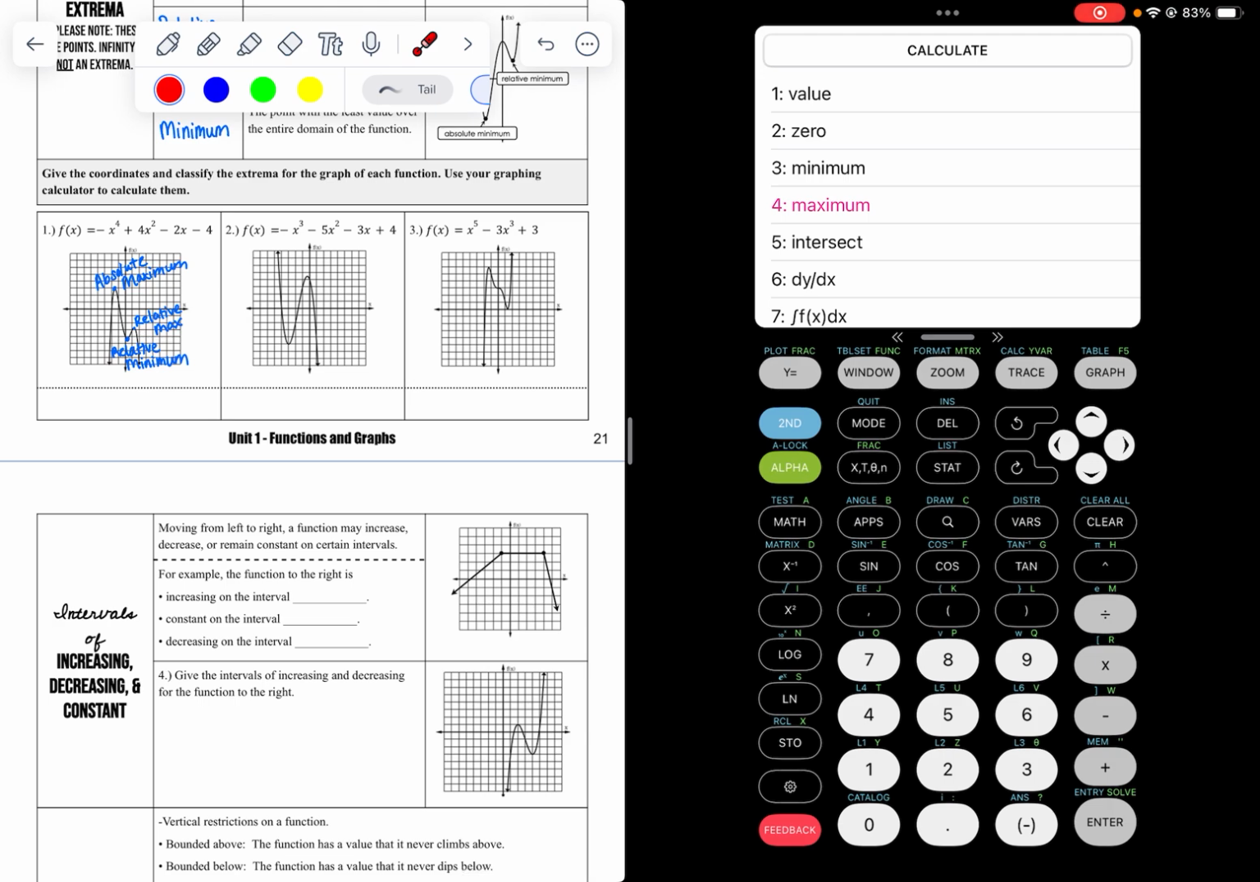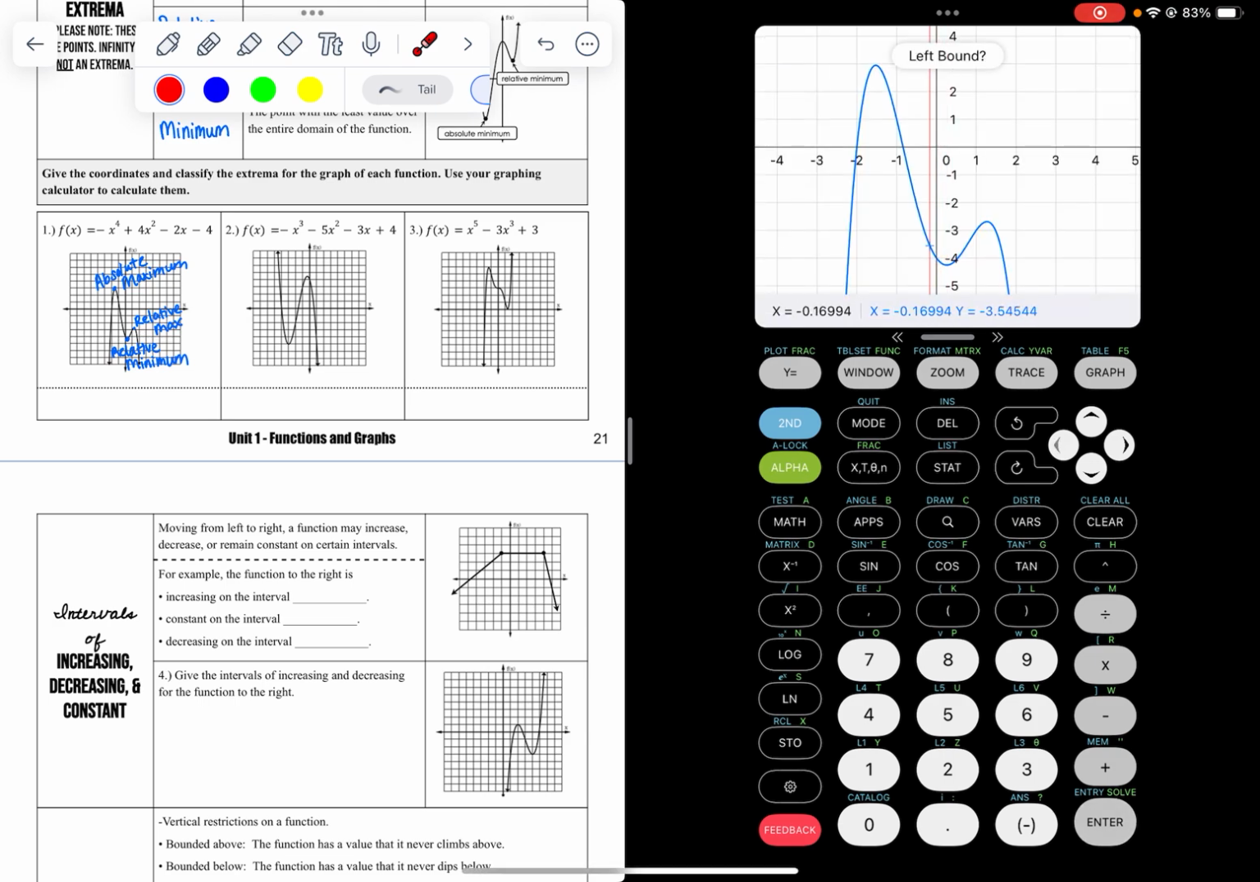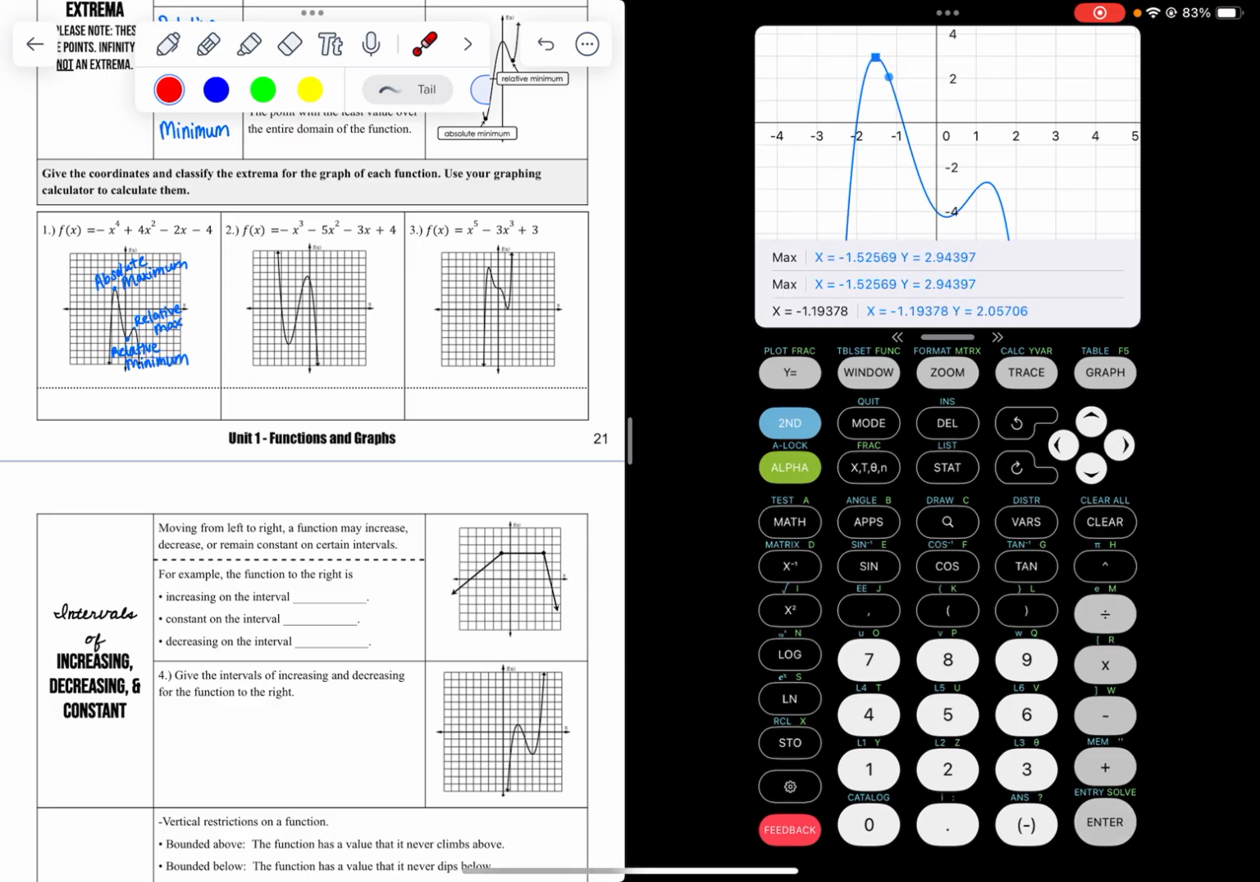So I'll choose option 4 for maximum. It's going to ask you for a left bound, right bound, and guess on your physical graphing calculator. If you're here in the app, it only asks for a left bound and a right bound. So I'm first looking for that absolute maximum. So I use my left and right arrows to move to the left of that absolute maximum. I hit enter. Now I'm going to use my left and right arrows to move to the right of it. Hit enter. Again, if you're on an actual graphing calculator, you would also have to move close to that point. Hit enter for the guess. And then in the lower left-hand corner, you'll see that it's telling you the maximum occurs at negative 1.53 if we round to 2 decimal places, and 2.94.